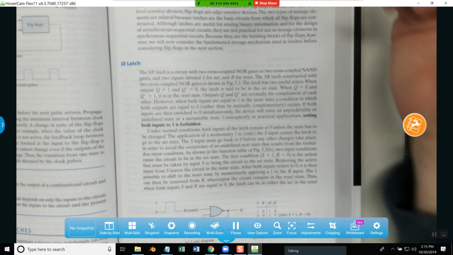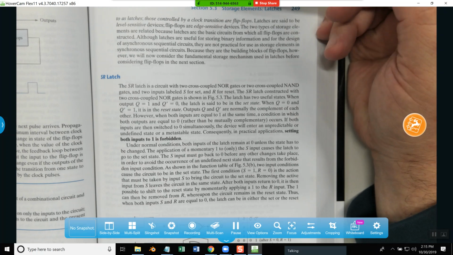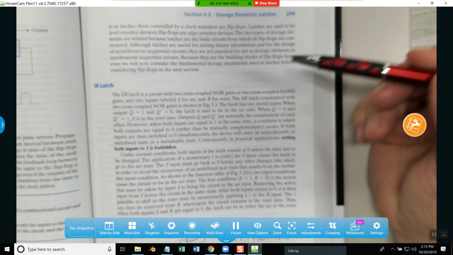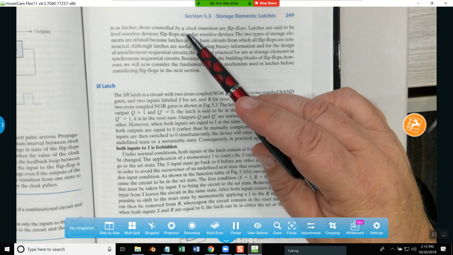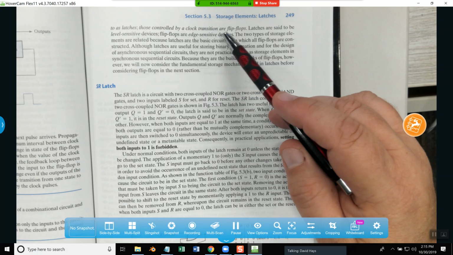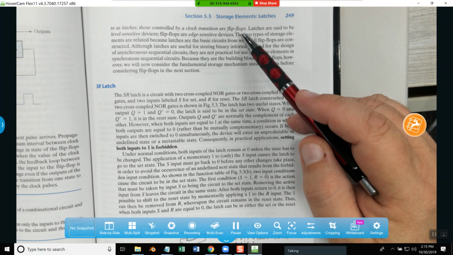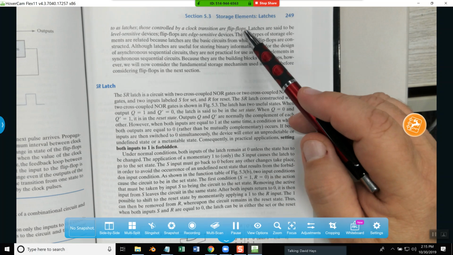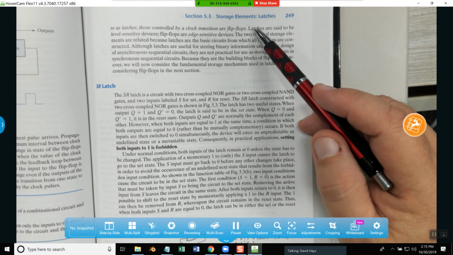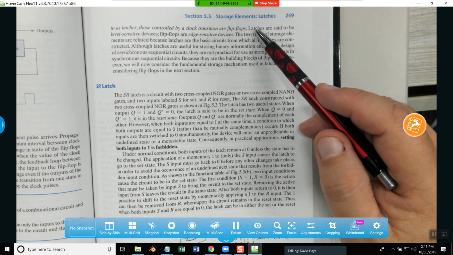Those controlled by a clock transition are flip-flops. So again, if it's got a clock pulse, then that's a flip-flop. If instead it is operated with signal levels, then that's our latch. Latches are said to be level-sensitive devices. Flip-flops are edge-sensitive devices.